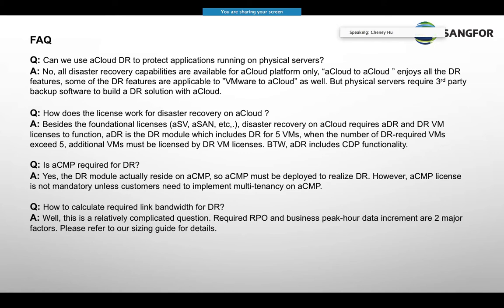The second question is, how does the license work for disaster recovery on aCloud? I'd like to mention that aCloud's disaster recovery is a module that is integrated on ACMP. So the DR functionality on aCloud requires ACMP to function.